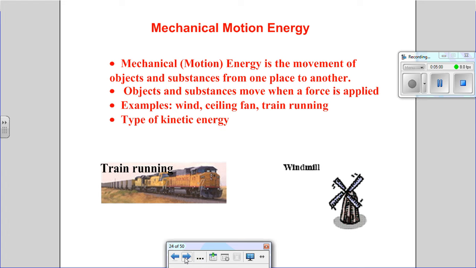Mechanical motion is the movement of objects and substances from one place to another. Objects and substances move when a force is applied. This movement of these objects from one place to another is what we call mechanical motion energy.